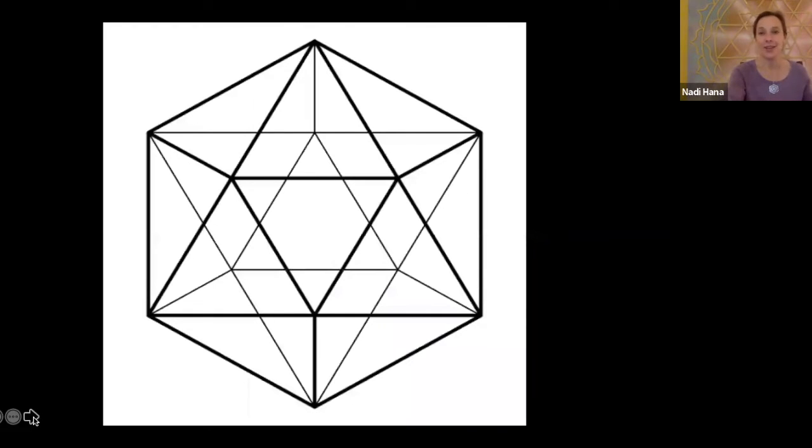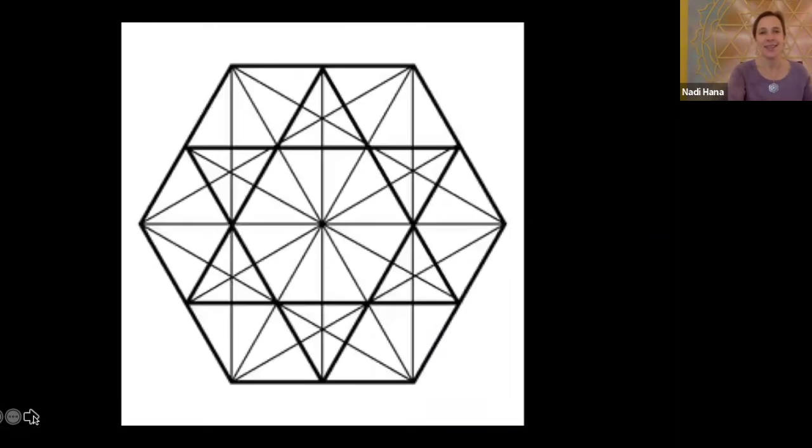This is called an icosahedron. I'm going to get into this geometry in later classes. And infinitely fun pattern recognition and play in this shape.